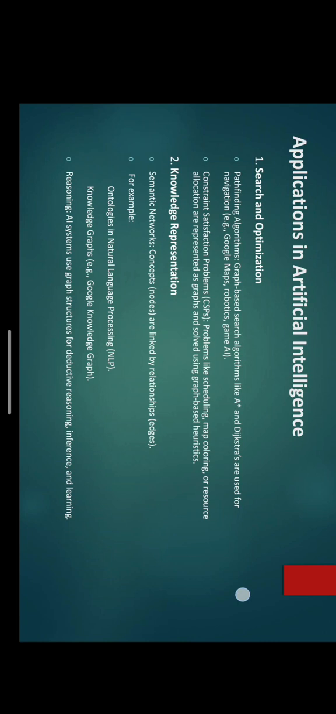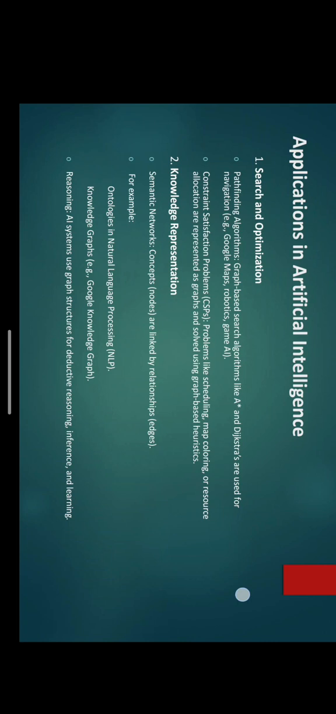Constraint satisfaction problems, CSPs. That is, problems like scheduling, map coloring, or resource allocation are represented as graphs and solved using graph-based heuristics. Next, knowledge representation. Semantic networks: concepts are linked by relationships.